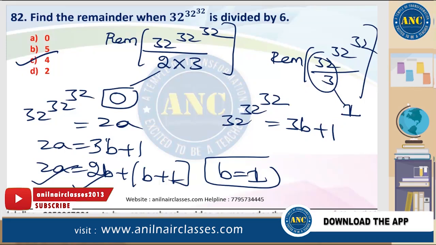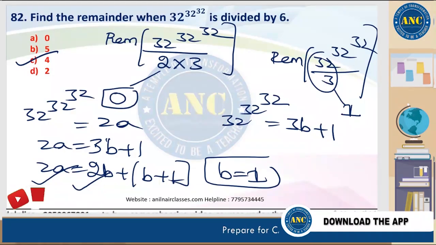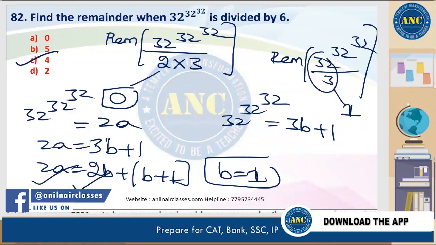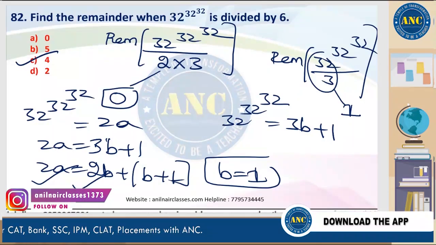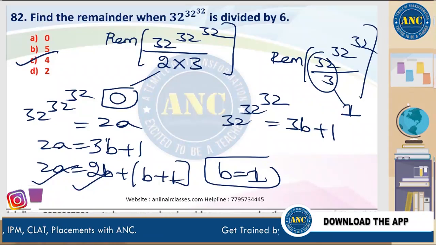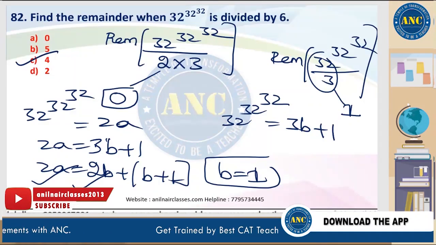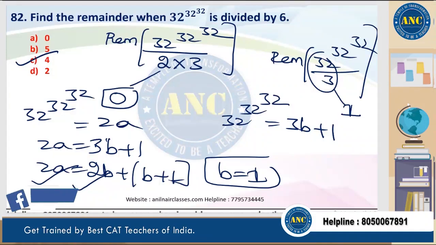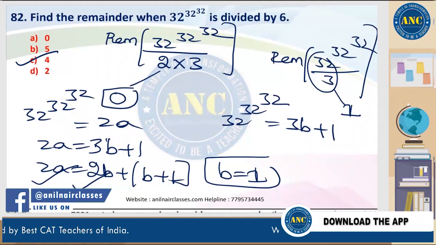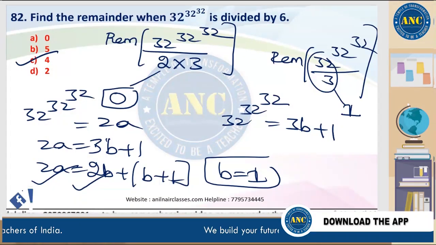We did it in the morning when numerator and denominator are co-prime to each other. Now what if they are not co-prime to each other? 32 is divisible by 2. 32 divided by 3. 3 11s are 33 minus 1. Minus 1 power even is plus 1. So one is 2a, another is 3b plus 1. If I equate it, I will get the answer.